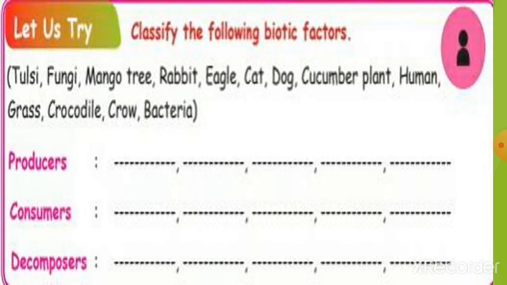Next, classify the following biotic factors. We know the producers, consumers, and decomposers. You have to classify the keywords based on producers, consumers, and decomposers.